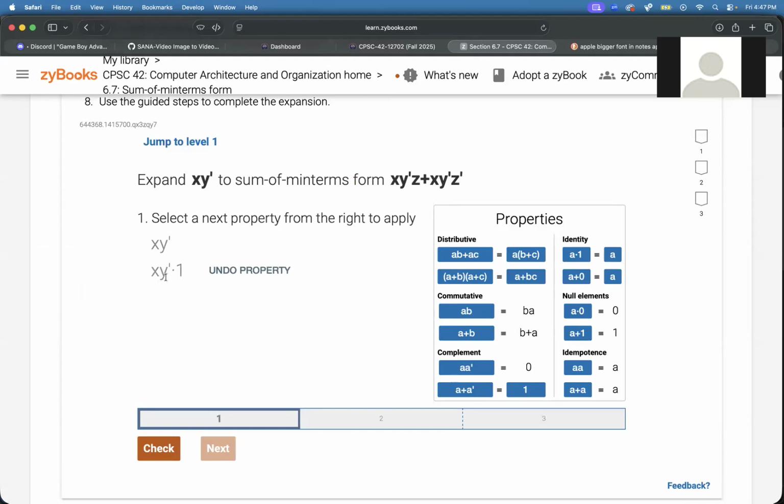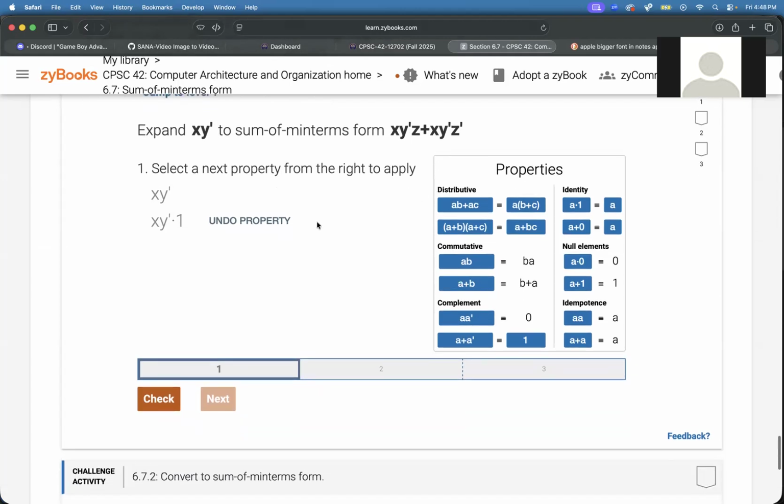And now I've got x, y prime times 1. Then what we would need to do is replace the 1 with z plus not z, right? Because this is missing the z, so we need to get the z's involved. So let's figure out how to do that. So I think we would actually need this rule, but backwards, we need to change the 1 into a plus not a.